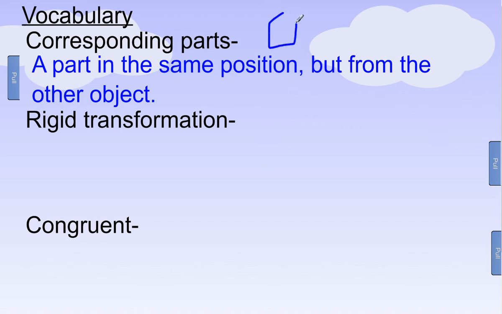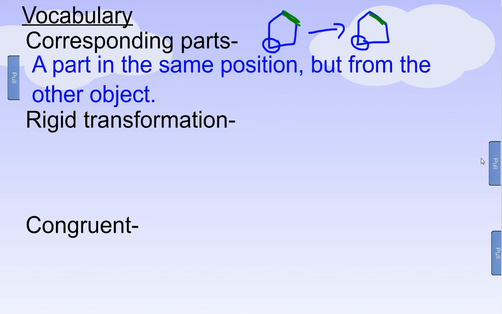I'll make the little house thing again. There's one, and then I slide it this way, so many units, and there's the same thing. So a corresponding part would be a part that's in the same position but on the other object. So this bottom left-hand corner, those corners are corresponding parts. The part I'm highlighting in green here, that side corresponds to that side. Those would be corresponding parts. They're the same parts but in the other object. That's what corresponding parts mean.